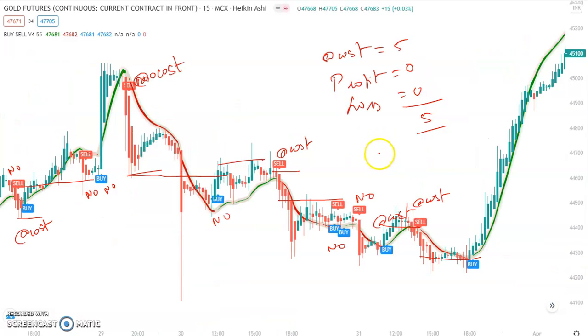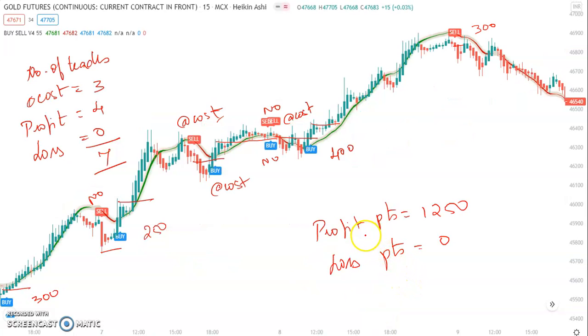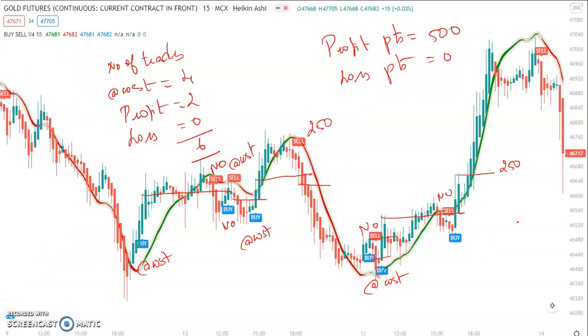And this is the last week of March. We didn't make profit or loss. We just had 5 at cost trades. So total number of trades is 5. In the first week of April, we made 800 points. We didn't lose anything, and total number of trades is 10. For 7th April to 9th April, we executed 7 trades. We made 1250 points as profit, and we didn't lose any points in this period.